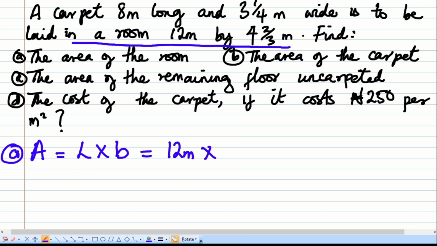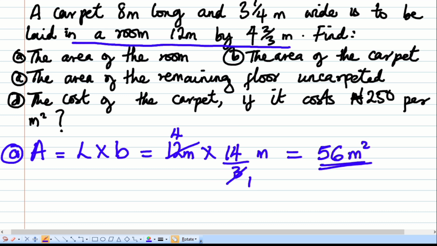So we do 3 times 4 is 12, 12 plus 2 is 14. So I have 14/3 meter. So 3 into 3 is 1, 3 into 12 will give us 4. So finally, the area of the room is 4 times 14. So 4 times 4 is 16, so we have 6 carry 1. 4 times 1 is 4, plus the 1 is 5. Meter times meter, we have meter squared. Area is always meter squared. So this is the area of the room.